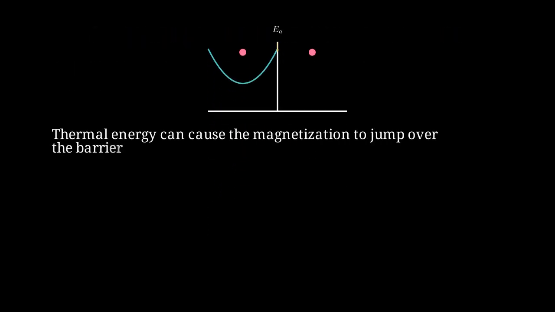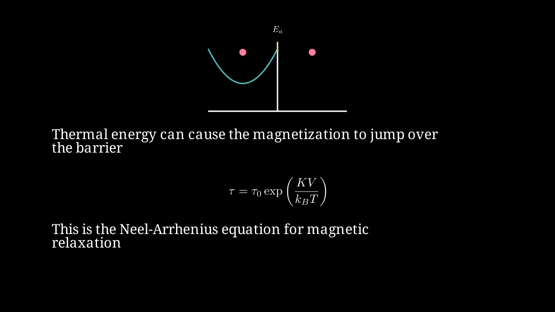Thermal energy provides random fluctuations that can kick the magnetization over this energy barrier. The relaxation time tau equals tau 0 times e to the power of KV over kB T, where tau 0 is typically 10 to the minus 9 seconds. This is the famous Néel-Arrhenius equation that describes how quickly the magnetization flips.